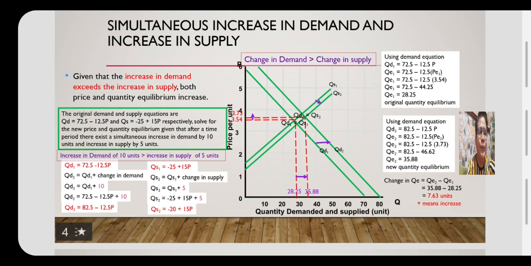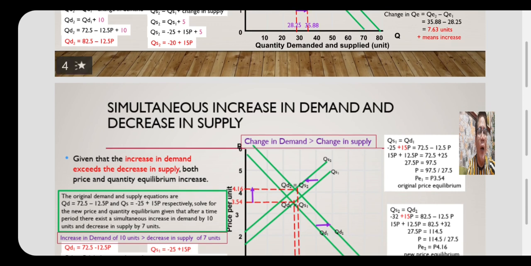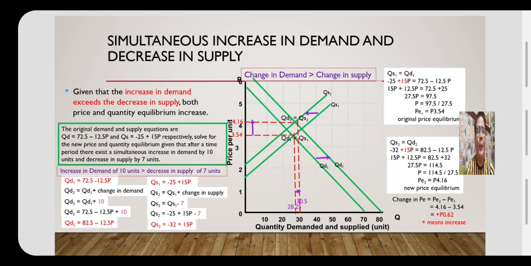Now let us go to the next market condition. And this time, we're going to consider the situation that the increase in demand exceeds the decrease in supply. So earlier, in our previous slide, both demand and supply increased. But here, demand increased, but the supply decreased. And the increase in demand is greater than the decrease in supply.